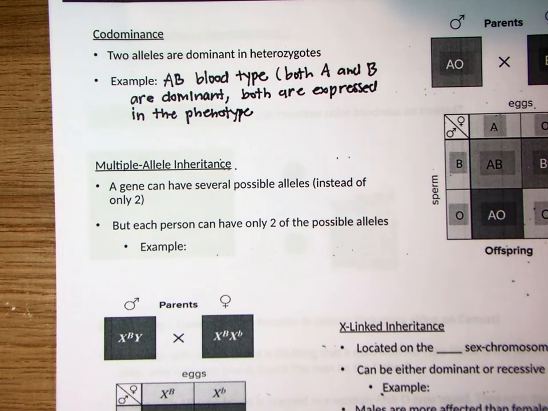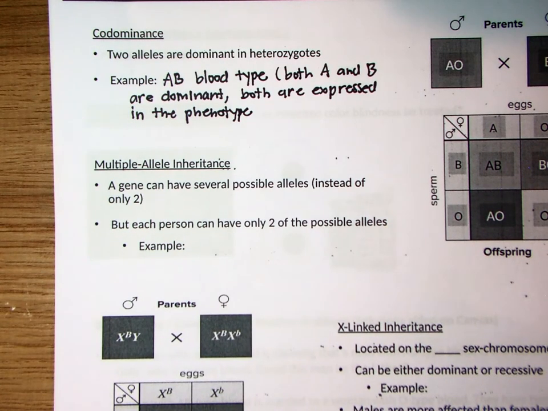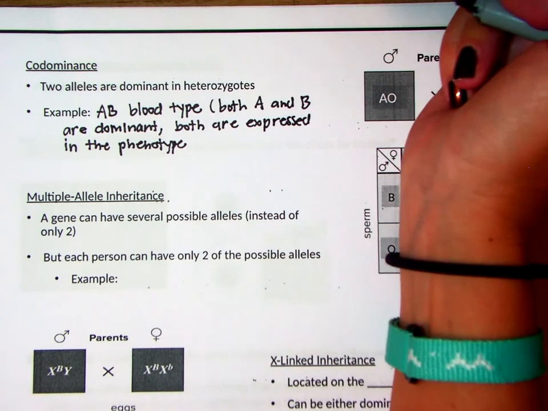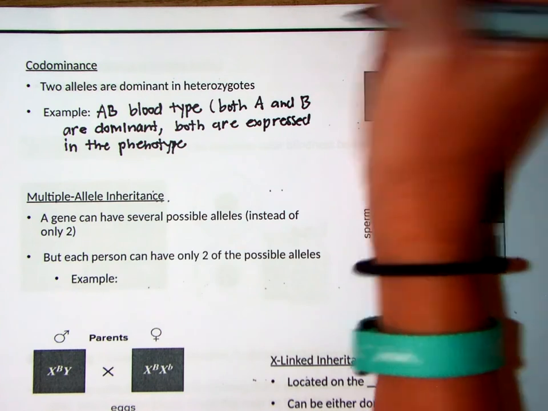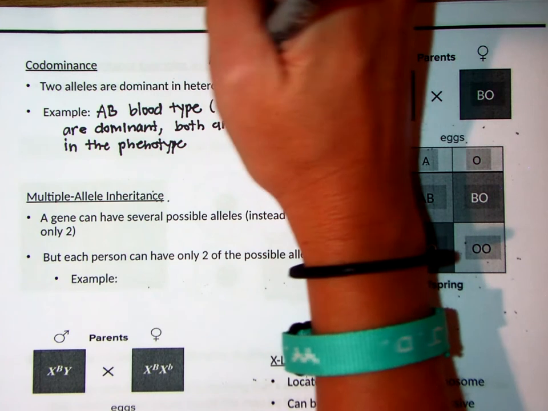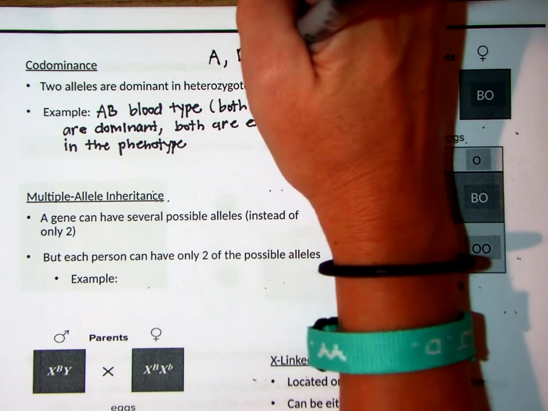and both are expressed in the phenotype. Okay, so A and B just refer to a type of antigen that you have on your red blood cells. And the blood types, if you don't know, are either, and we're not going to bring positives and negatives into this today, A, B, AB, and O. Those are the four possible blood types.